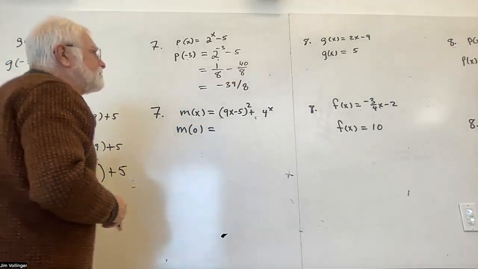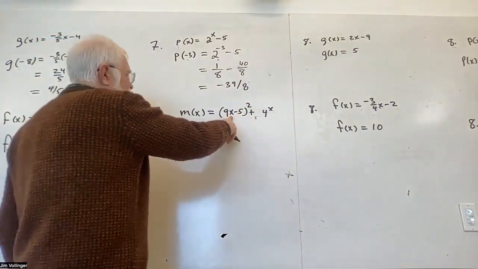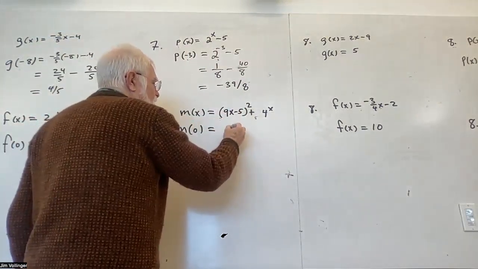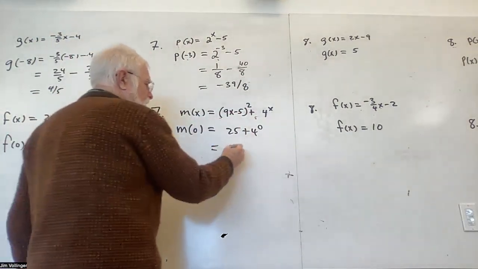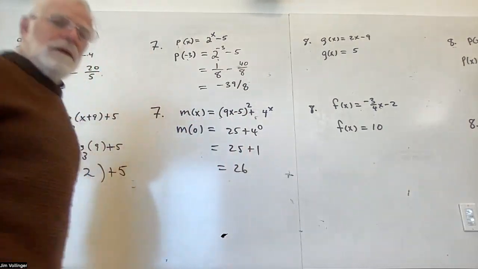And now I've got a 0, so 9 times 0, that's nice. Products times 0, I like those. Minus 5 squared is 25 plus 4 to the 0. And I hope you know that anything to the 0 is 1. So 26. Now we're on problem number 8.